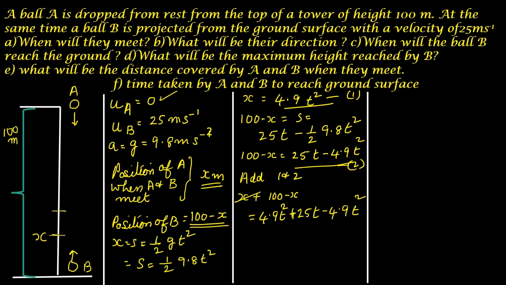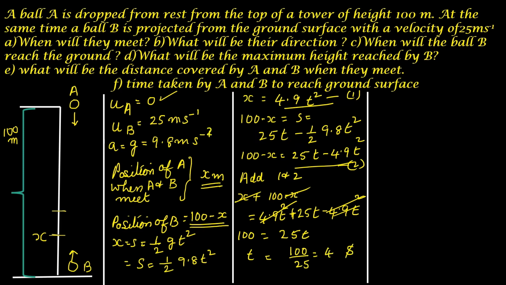On the left hand side, the positive x and negative x get cancelled and what remains is 100. On the right hand side, 4.9 t square and negative 4.9 t square get cancelled. What remains is only 25t. So 100 is equal to 25t, so t is equal to 100 by 25, equal to 4 seconds.